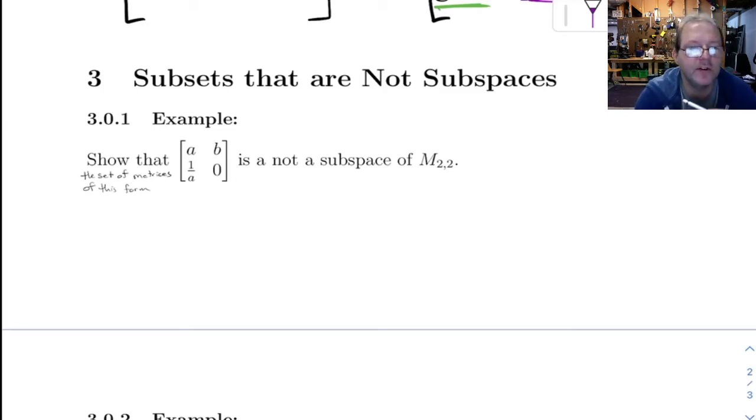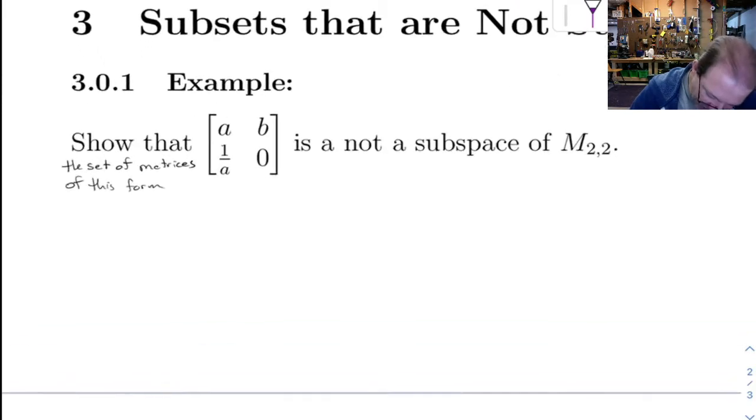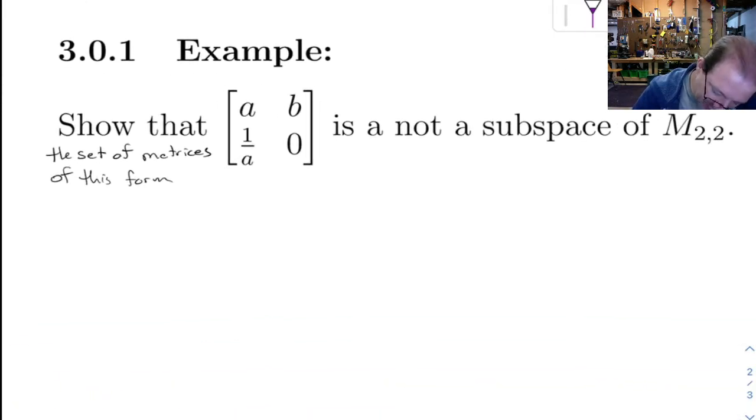All right, subsets that are not subspaces. I had to edit the grammar on this. Show that the set of matrices of this form is not a subspace of M22. All right. The easiest way to see this one is that the matrices of this form, you can't have the zero matrix. These don't contain the zero matrix.